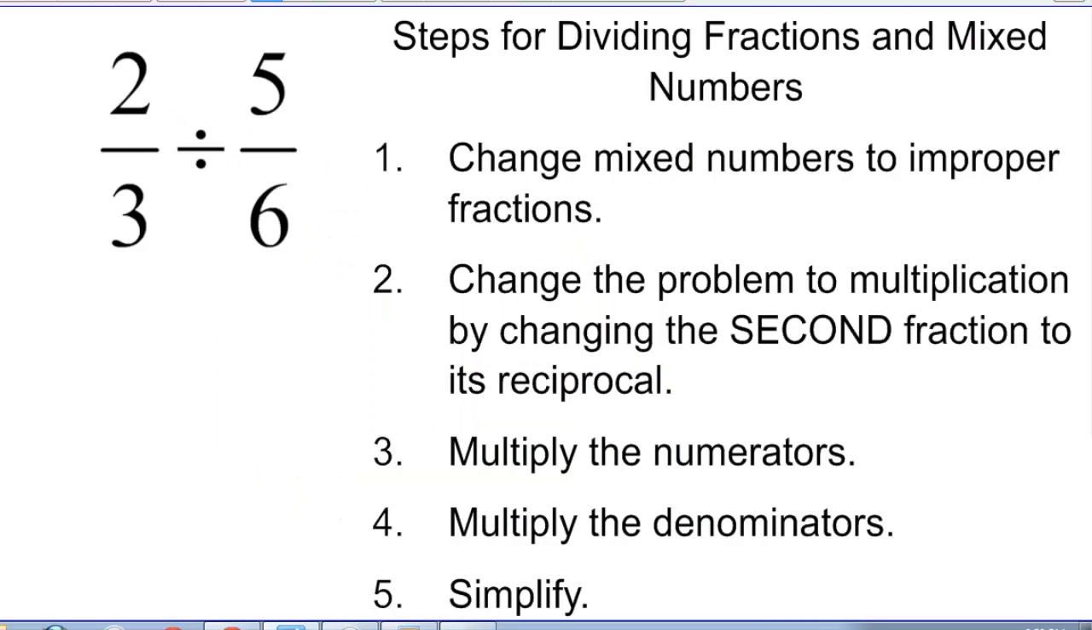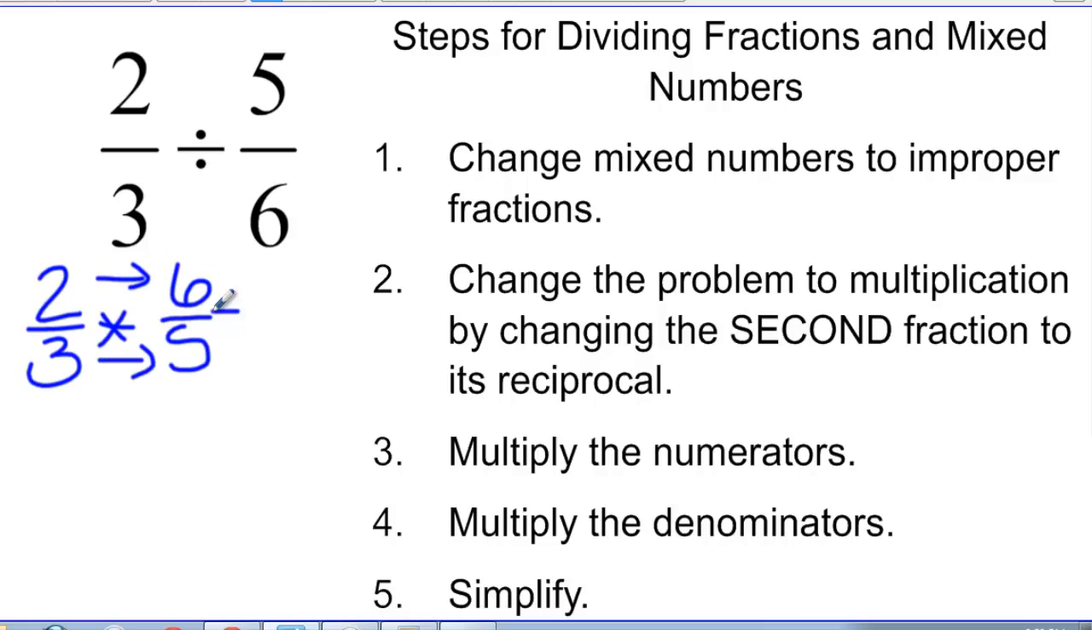All right, so I'm going to do a couple more examples here. I have 2 fractions. These are not mixed numbers, so we're going to just go through the steps one more time. If I want to do this, I don't have to do step number 1 because I don't have any mixed numbers to change to improper fractions. So I am going to change this division problem to a multiplication problem by changing the second number to its reciprocal, and then I am going to multiply straight across.